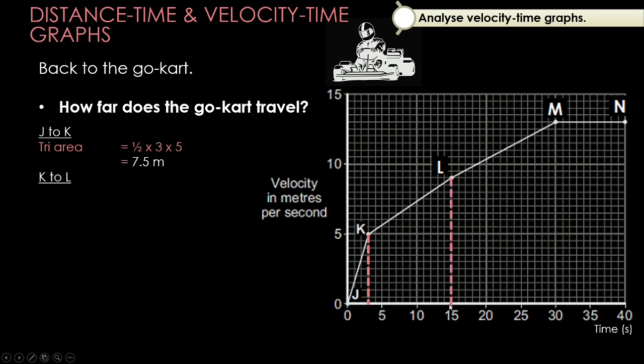In between K and L, I'm going to draw in another line here, and that's going to create for me a nice trapezium. I have a short side and a long side, and I have a base. Now you may decide to draw in another line along here to create a rectangle and a triangle. You can do that, that's perfectly fine. The trapezium, though, is the quicker option. And between K and L, the trapezium's area is going to be half multiplied by 5 plus 9 multiplied by 12, which gives us an answer of 84 meters.